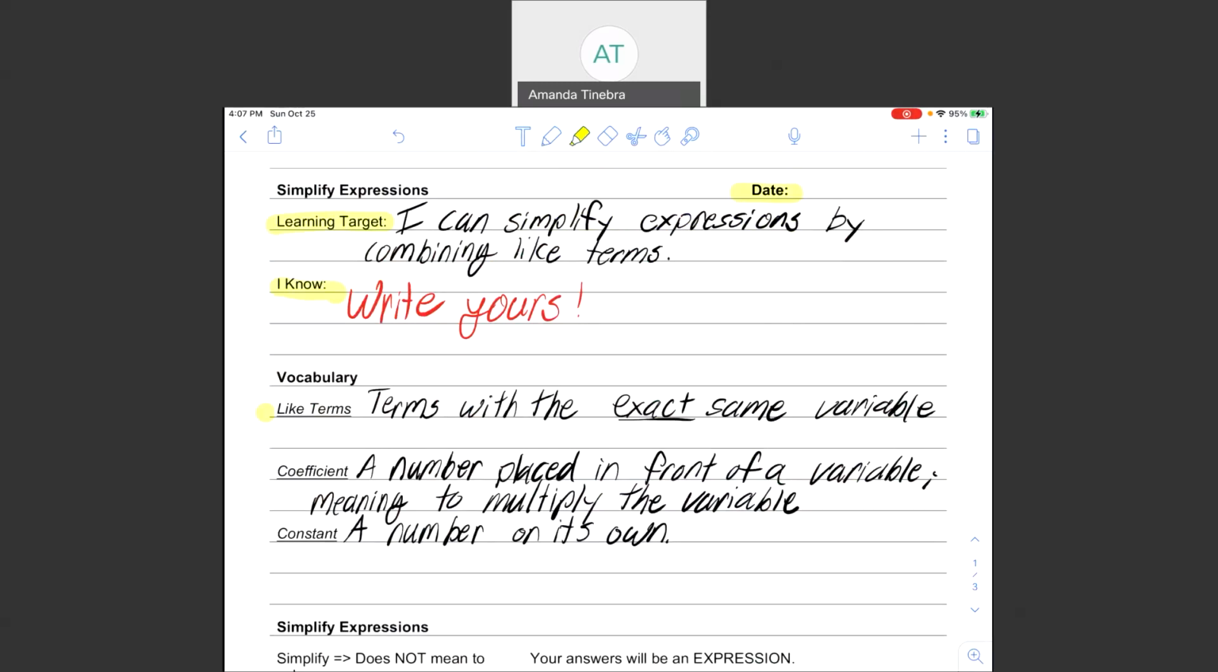We have 3 vocabulary words today. The first one is like terms. Like terms are terms with the exact same variable. A coefficient is a number placed in front of a variable. It means to multiply the variable. And a constant is a number on its own. So at this point, please pause the video, write down all of that, and then restart the video when you are ready.